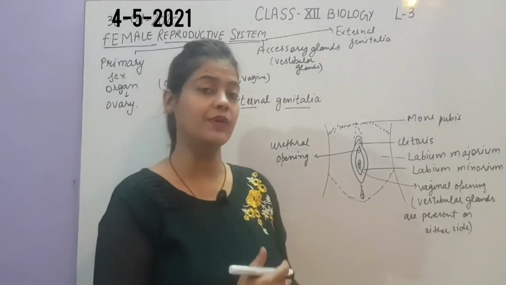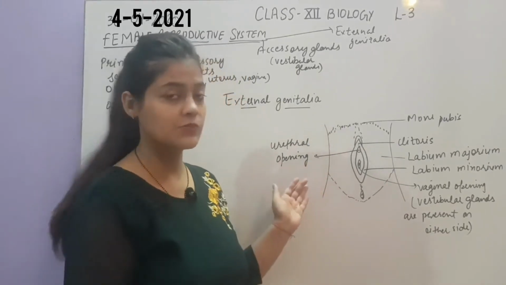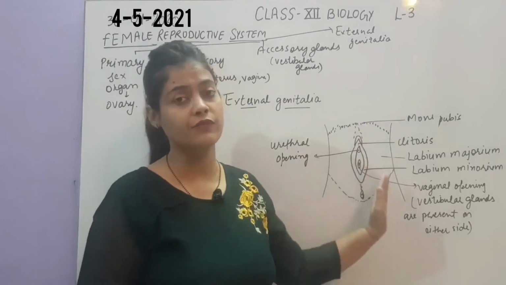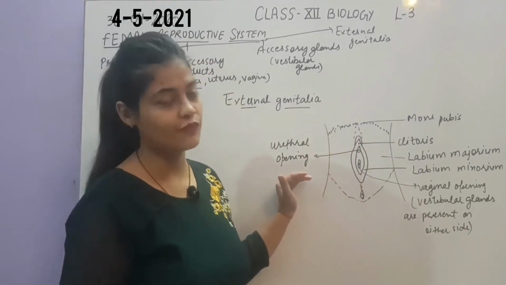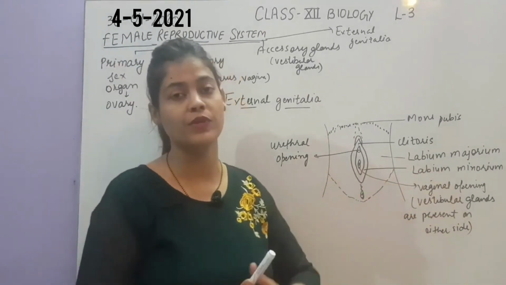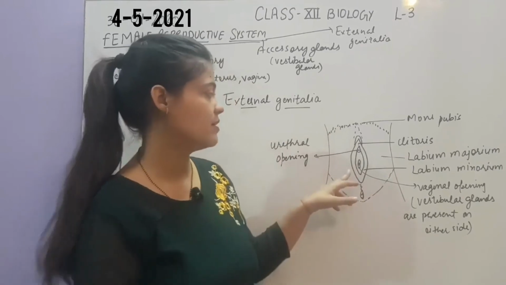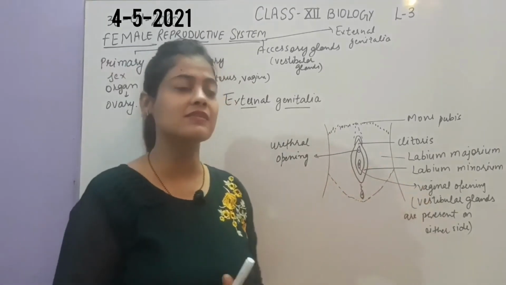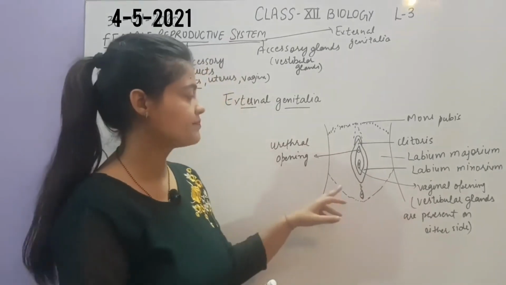In the male reproductive system, there was a common passage for urine as well as for the sperm, but here different openings are there. Urethral opening on the upper side for the passage of urine and the vaginal opening through which the sperms can be released. In the vaginal opening, the penis is inserted to release the sperm in the female reproductive tract.